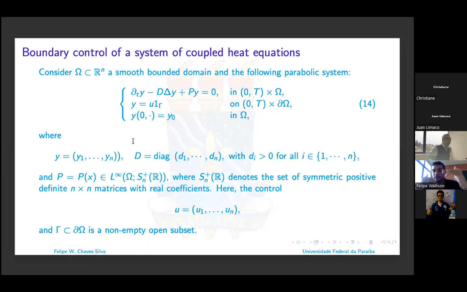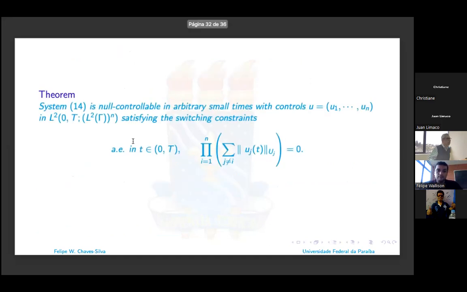So we ask the intermediate question, which is: take two heat equations and try to control them with two controls which act switching, okay? And we showed that that's possible, okay? So here is the theorem in full generalization, but you can just think of J to be two. Then what I'm saying is that if I have two heat equations, I can control them with two boundary controls, one for each equation, in which the two are not acting at the same time.